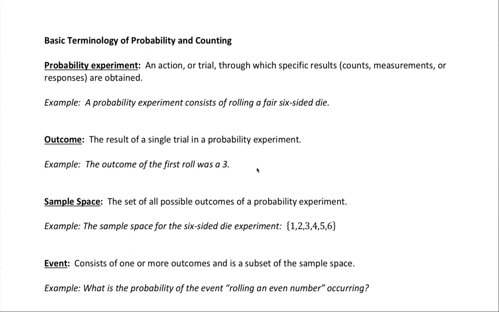So the term outcome means the result of a single trial, right? So we roll the die and it is a 3. So the outcome is that it was a 3.